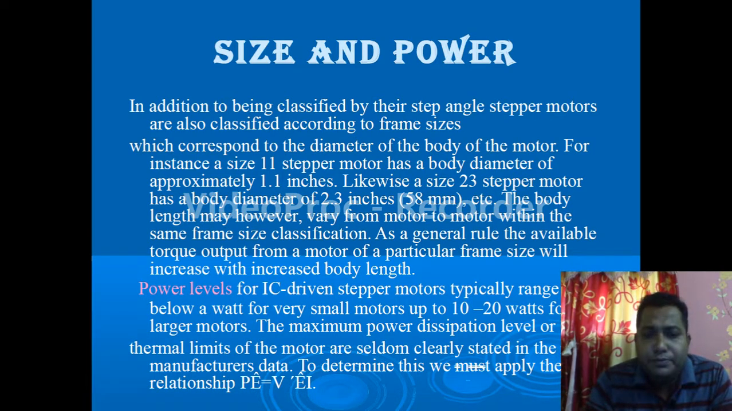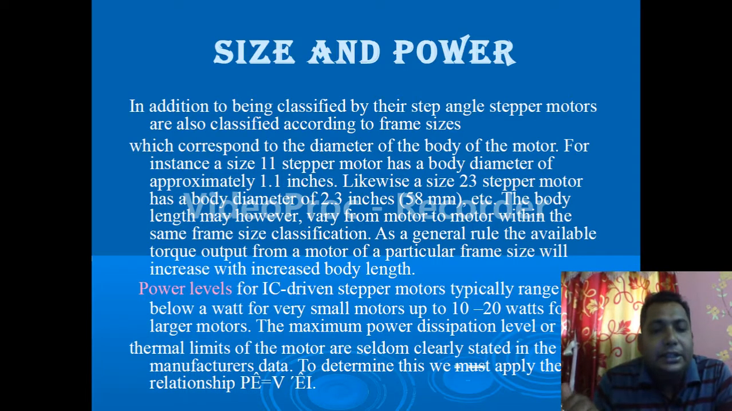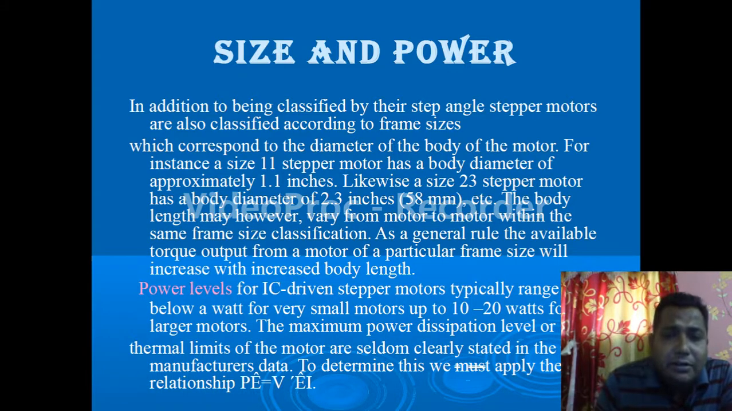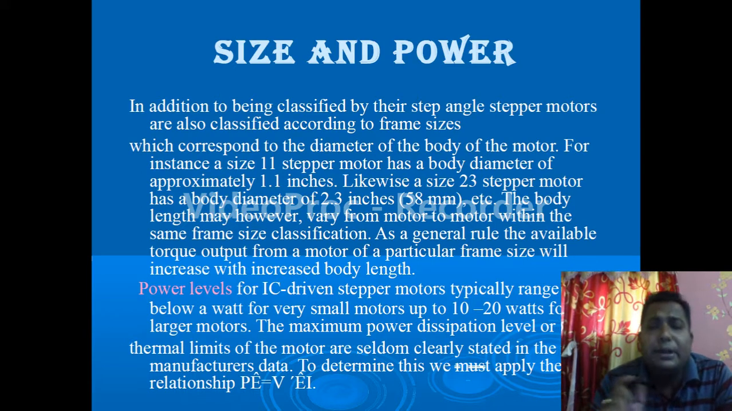Okay, so the maximum power dissipation level or the thermal limits of the motor are seldom clearly stated in the motor manufacturing data. So that means when we want to buy a stepper motor and we take the motor in hand, we can find some nameplates over the motor, and there it is written what the thermal limit is. Each and every specification is there, not only in the case of stepper motors, in all motors we have that kind of specification.